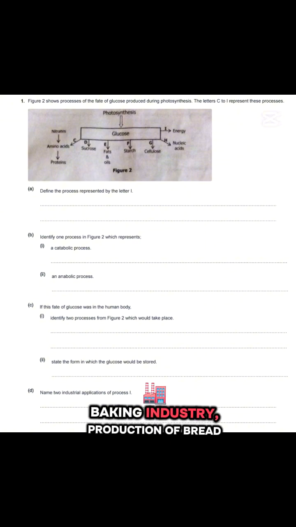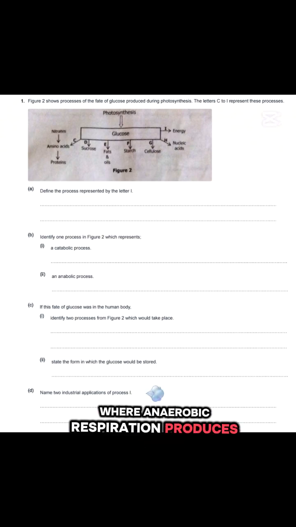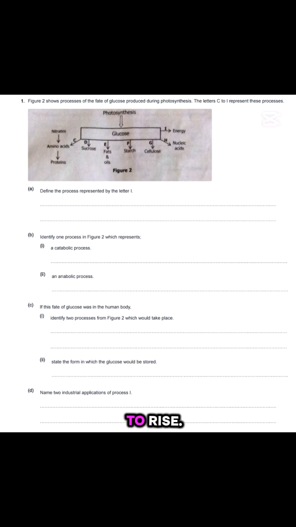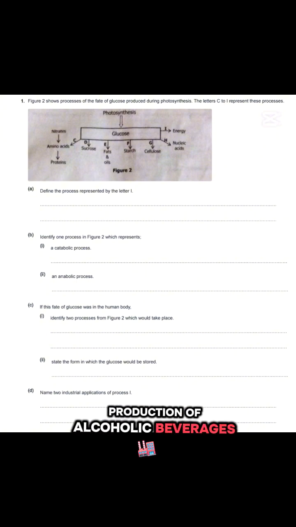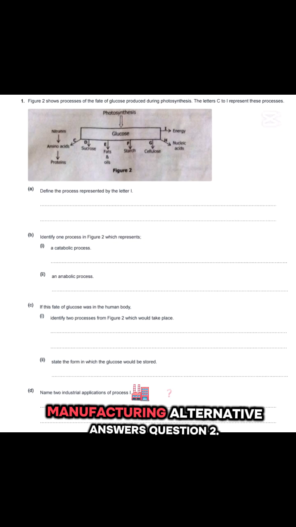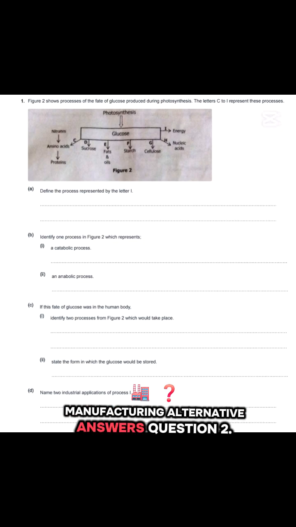D. Name two industrial applications of process I. Respiration or fermentation. Baking industry, production of bread using yeast, where anaerobic respiration produces carbon dioxide, causing dough to rise. Brewing industry, production of alcoholic beverages like beer and wine via alcoholic fermentation. Biogas production, vinegar manufacturing. Alternative answers.